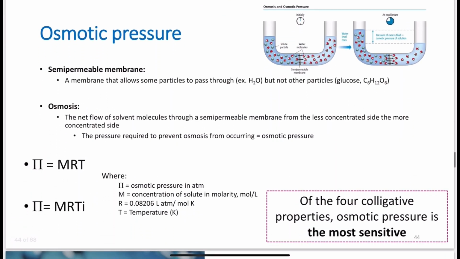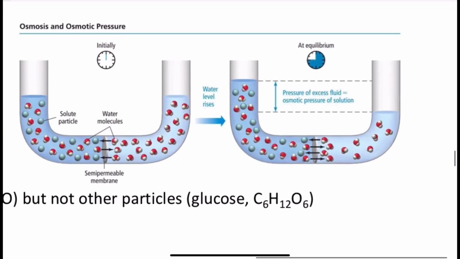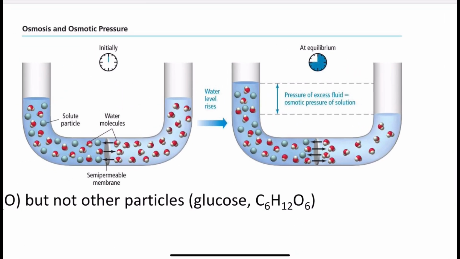What about osmotic pressure? First, let's talk about what osmotic pressure is. I need you to picture this. You have a U-shaped tube, and in the center of that U-shaped tube is a semi-permeable membrane. Semi-permeable means that it allows some particles to pass through, but not other particles. It's only permeable by certain things.